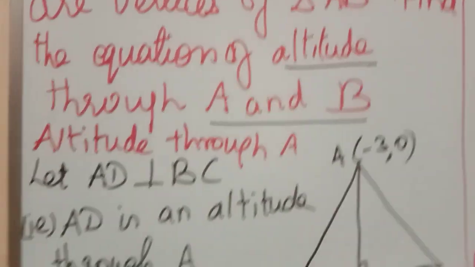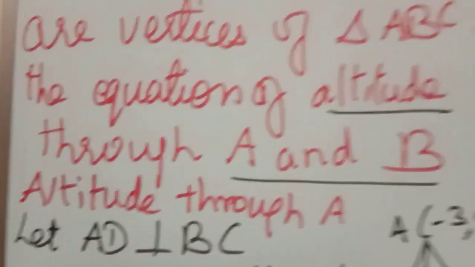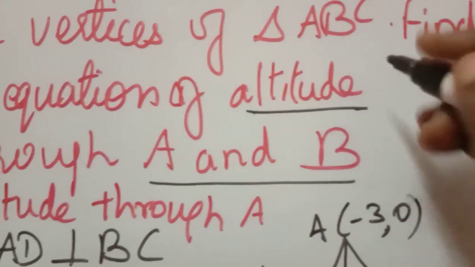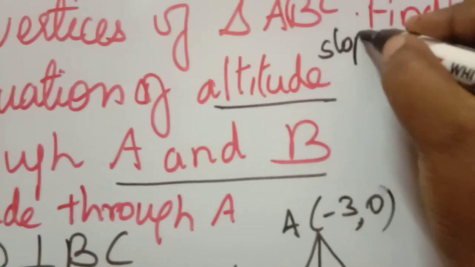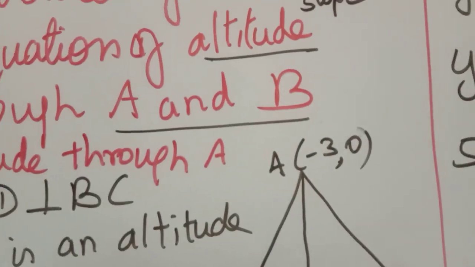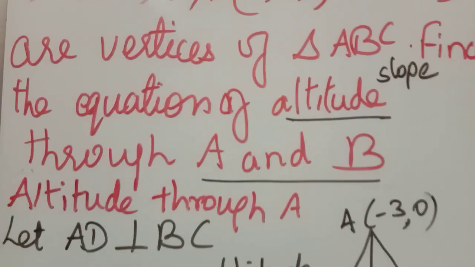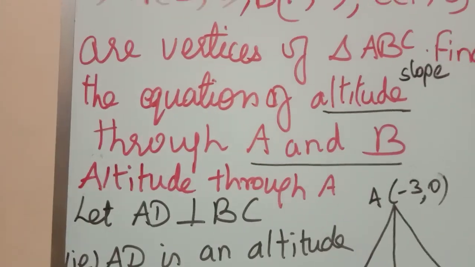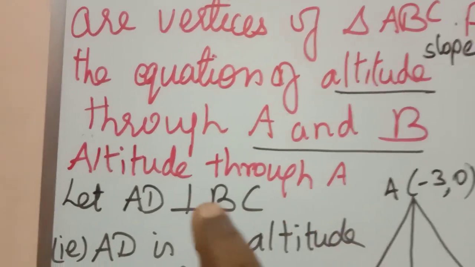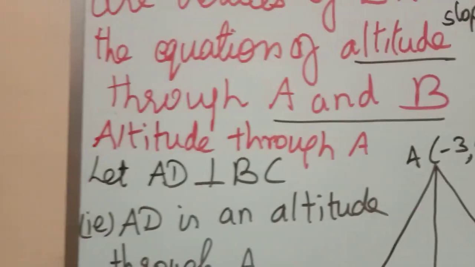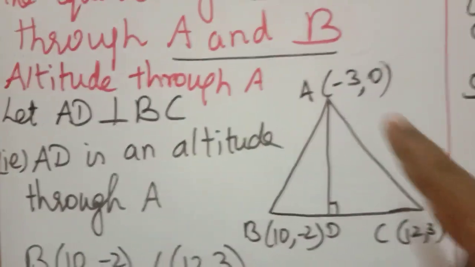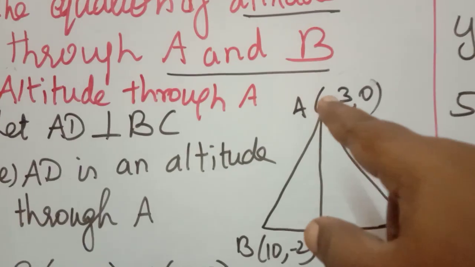So it is perpendicular, what do we have to do? If it is perpendicular, underline that word and we have to write slope. In the same way, altitude is also perpendicular, so we have to find slope. First altitude through A, then altitude through B. In triangle ABC, all the three vertices are mentioned.